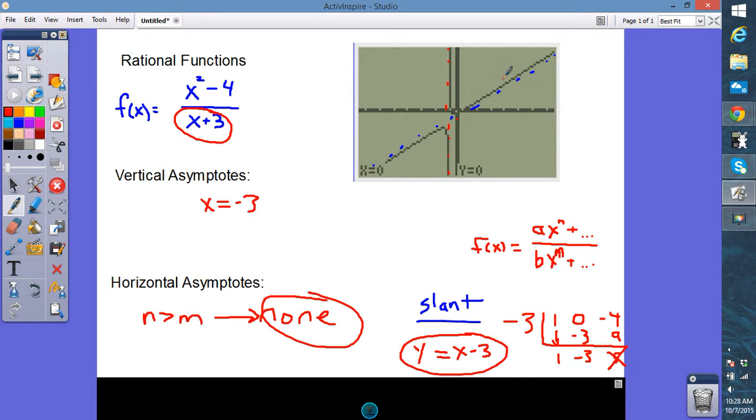So a quick review. If m is less than n, we had the horizontal asymptote y is equal to 0. If m is equal to n, we had a horizontal asymptote where we took the coefficient a and divided by the coefficient b. And if, in this case, n was greater than m, we have no horizontal asymptote, but it could be that you have a slant asymptote, and you're going to use polynomial division to find the equation of that slant asymptote.